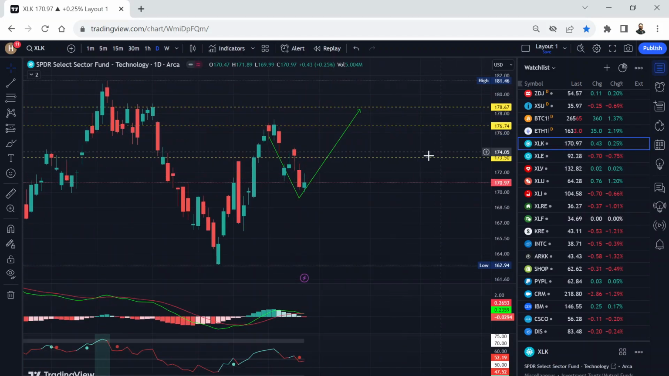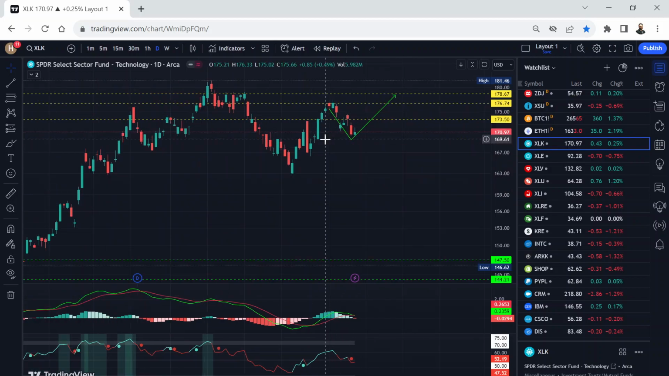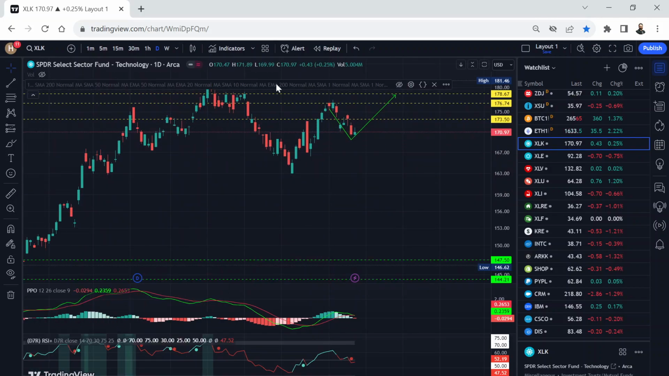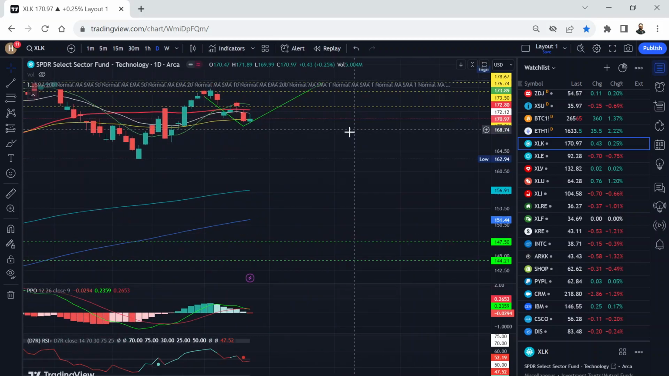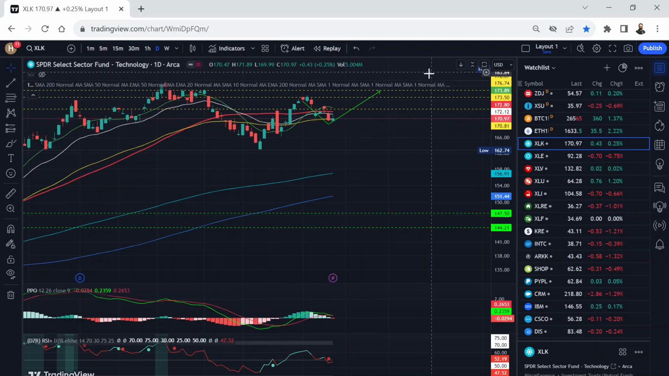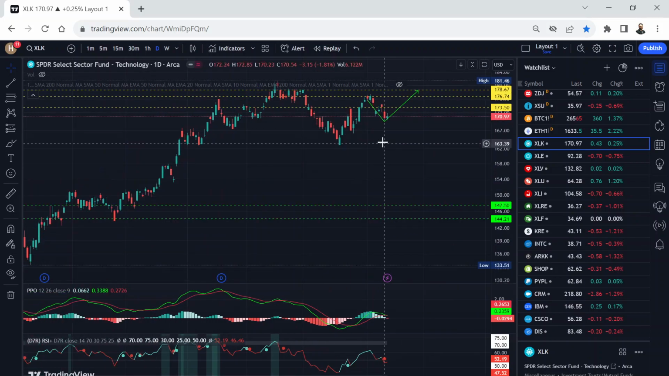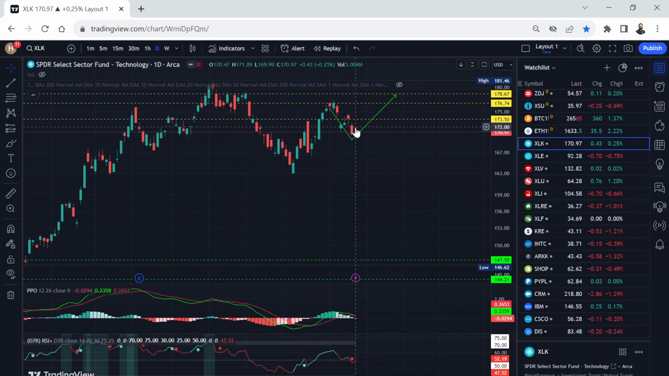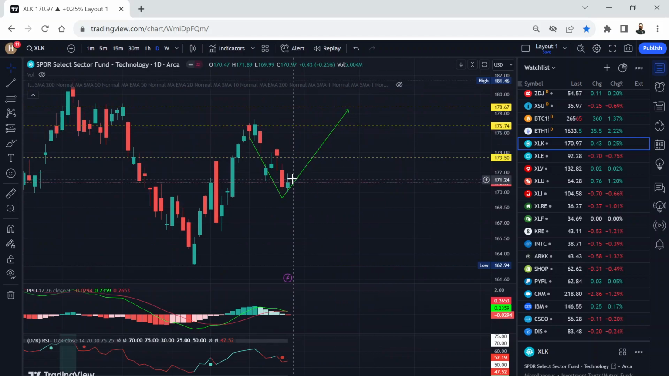XLK 0.25, Apple is a major component, so let's see if it can bottom out here. Let's bring in moving averages. You can see it's below even 50 EMA, which is not a good sign. So let's see if we can close above this gap here. That will be the target.